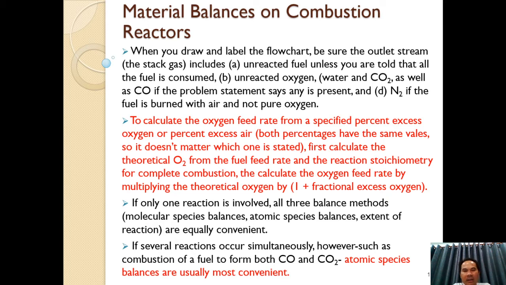To calculate the oxygen feed rate from a specified percent excess oxygen or percent excess air, the percentage has the same value, so it doesn't matter which one is used. But as the first step, you have to calculate the theoretical oxygen required based on the fuel feed rate. This is calculated based on the chemical reaction of the combustion, based on the stoichiometry after you balance the left side and right side.